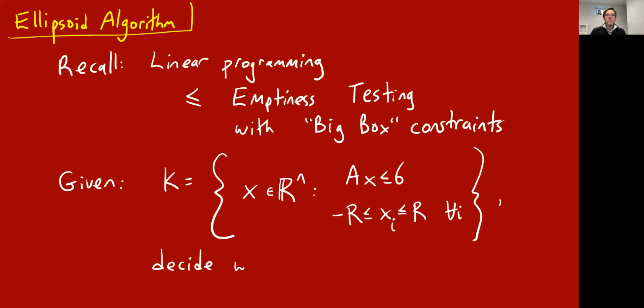So just to say it a bit more formally, the problem is you're given as input k, a polytope, which is the intersection of some linear inequalities like these ones, together with these big box constraints, as I mentioned, that each variable is bounded between some minus r and r. And you want to decide whether or not there's a solution for this, whether or not k is empty or not.